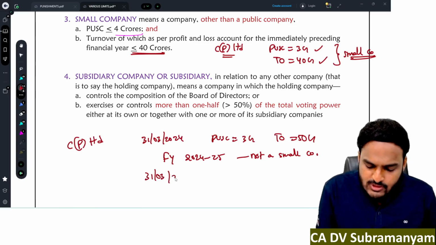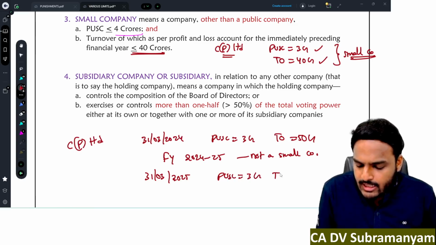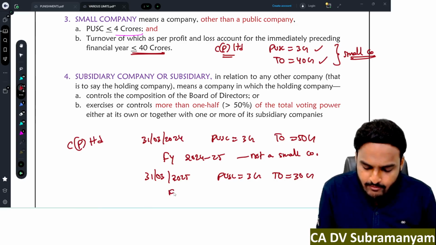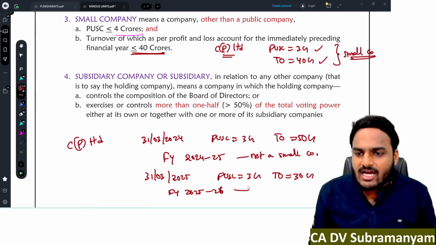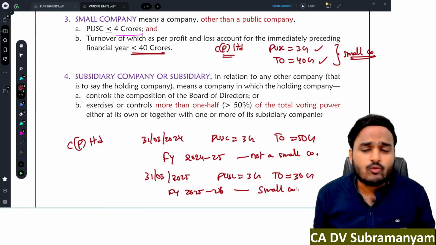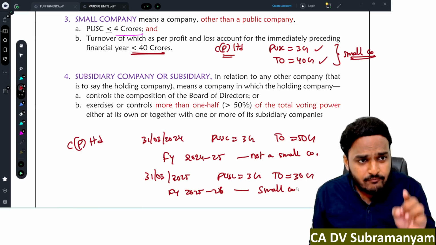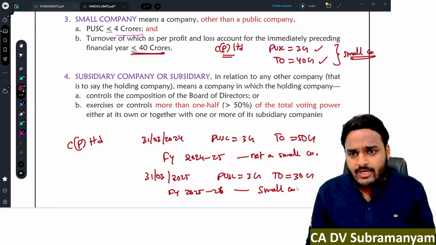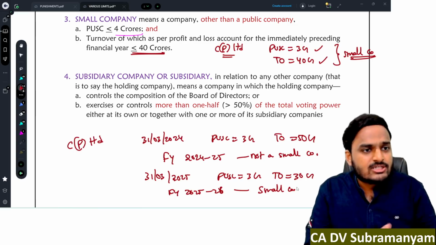Now as on 31st March 2025, the paid up share capital of the company is 3 crores and turnover is 30 crores. So what is the status of the company for financial year 2025-26? Is there any change in status of the company? Now the answer is yes, it is a small company. So don't think like this, once small company status is lost, it will be lost forever. No. Every year you have to check the limits. Every financial year you have to check the limits against the preceding financial year financial statements.